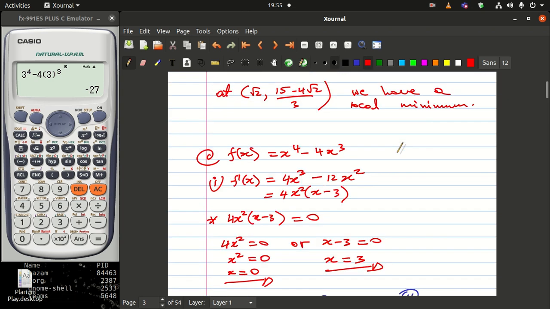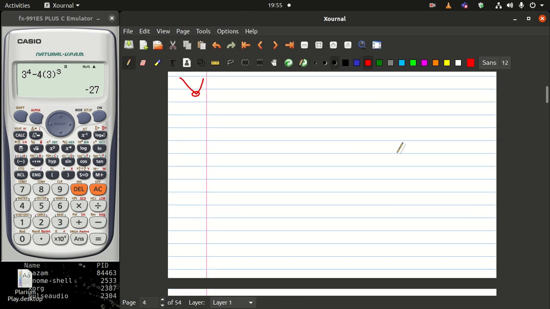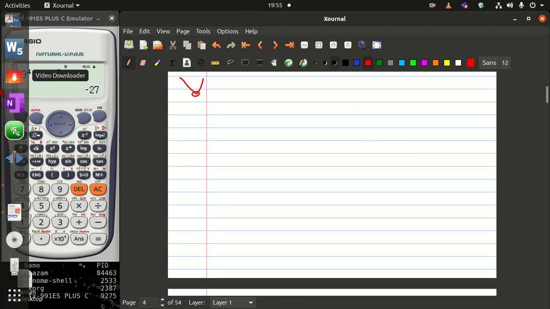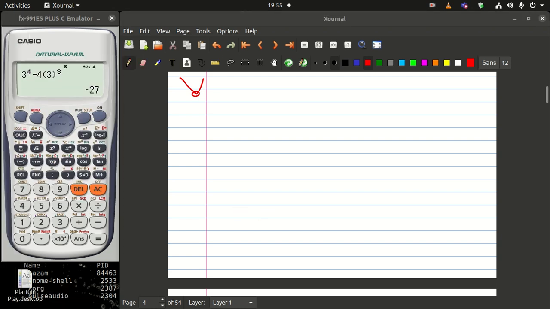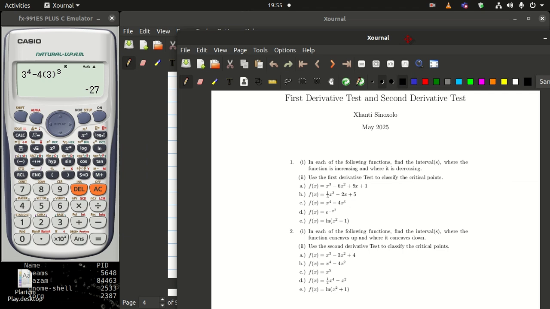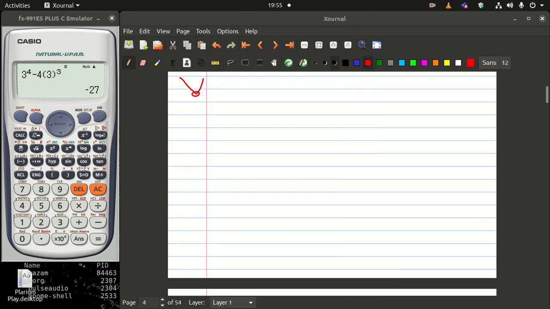So we were at number C. Let's go to number D. What was number D saying? Let me check here. Number D was saying we have f of x is equal to e to the power minus x squared. So here we are at D, and our f of x is equal to e raised to minus x squared.